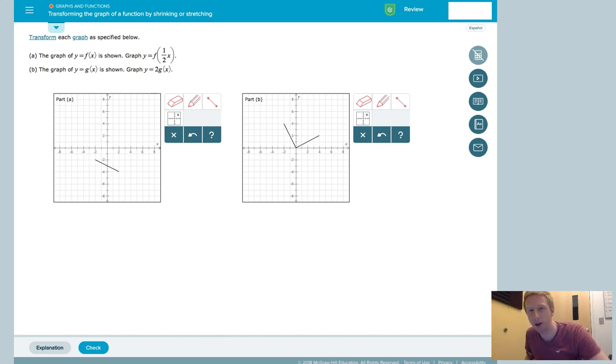We'll start with the first graph. This is in the form of y equals f of a times x, the f of 1/2 x, where a equals 1/2. So we divide the x-coordinates in f of x by 1/2. The best points to transform are the two endpoints, which we can see are -2, -2, and 2, -4. Those are the two endpoints. So we'll transform those two endpoints by dividing the x-coordinates by 1/2.